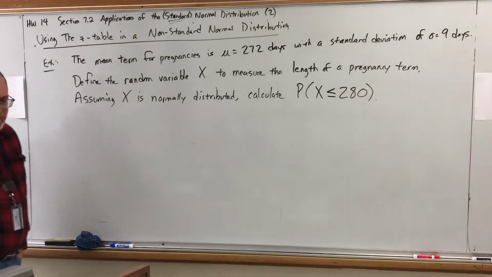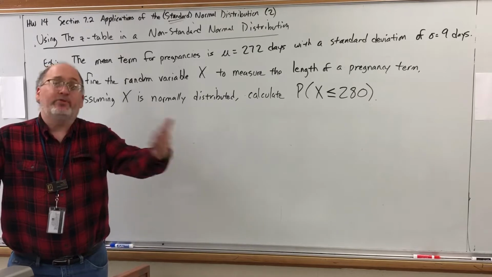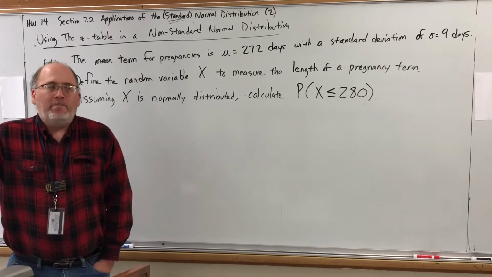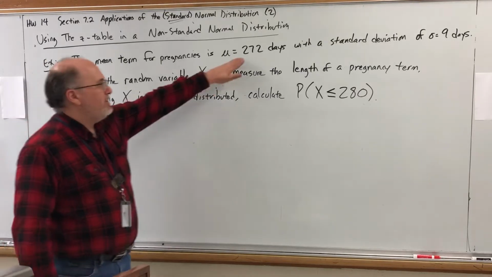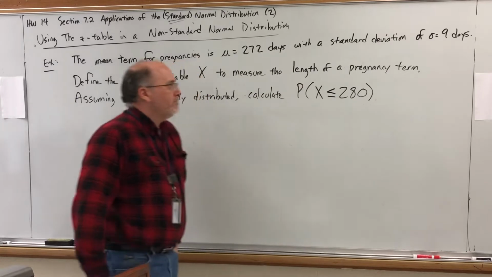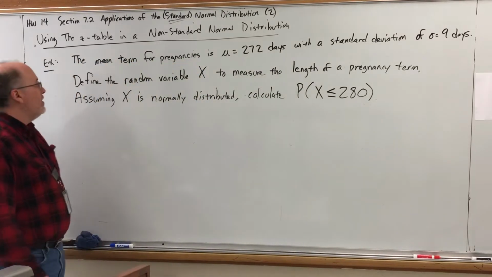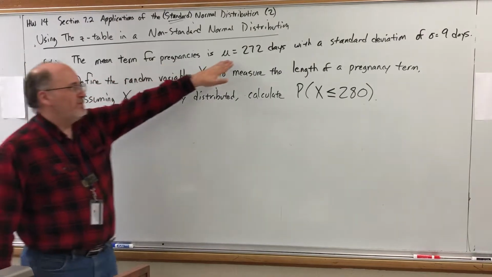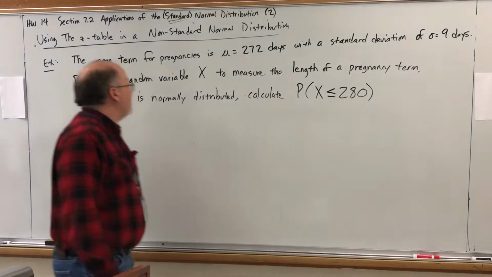So if the z-table is only good when the distribution is standard, mean is 0, standard deviation is 1, how can we use it under other circumstances, such as the mean being 272 and the standard deviation being 9? You may have noticed that this is the same setup as the previous video about the mean term for pregnancies being 272 days with a standard deviation of 9 days.